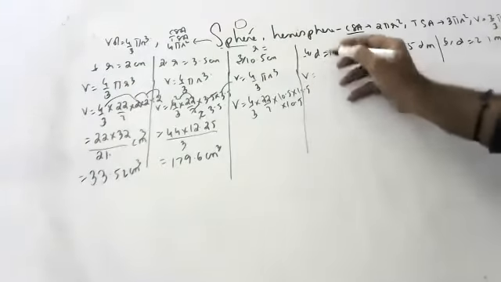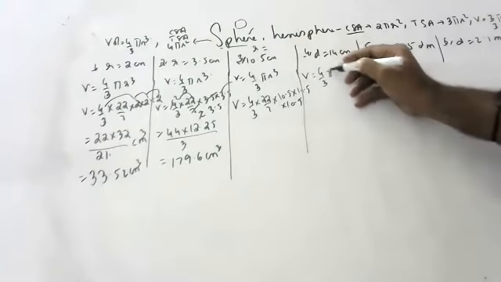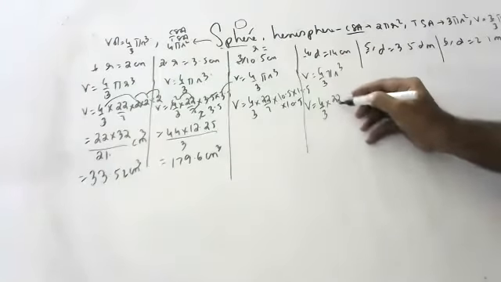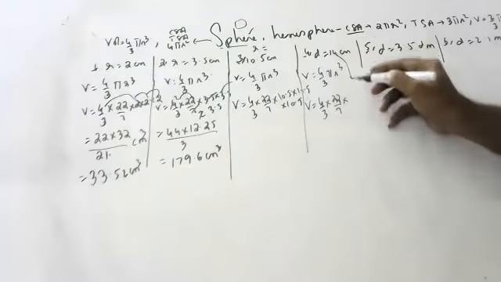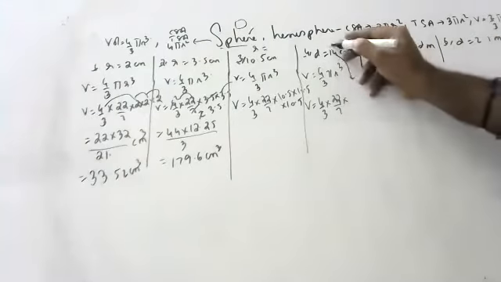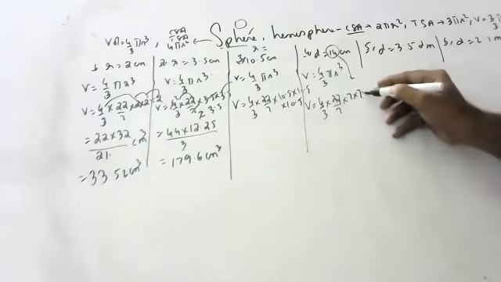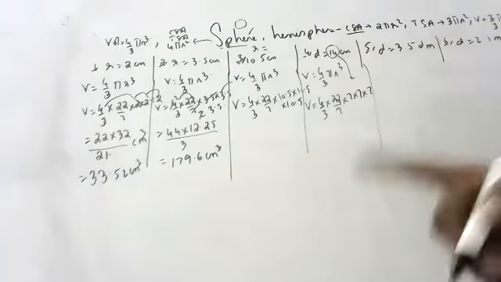Now, can you tell me here? Volume is equal to 4 by 3 pi r cube. Volume is equal to 4 by 3 into 22 by 7 into 14 into 14. Hey, diameter is 14. Radius is how much? Radius 7 into 7 into 7. Half of the diameter is radius.